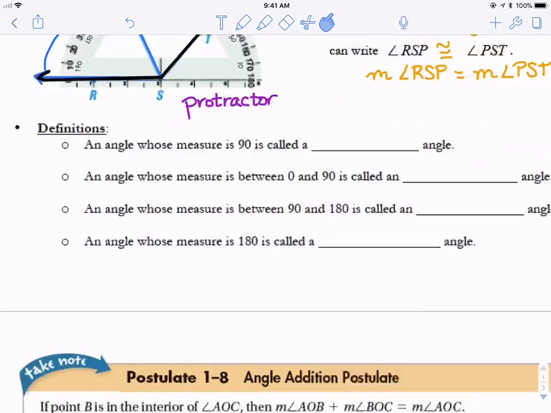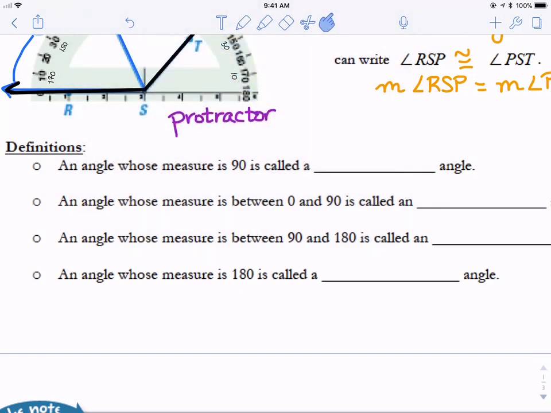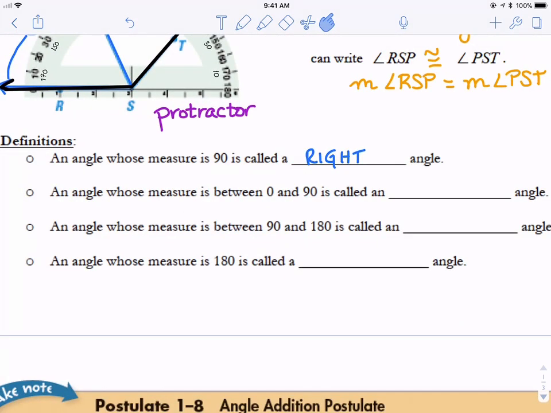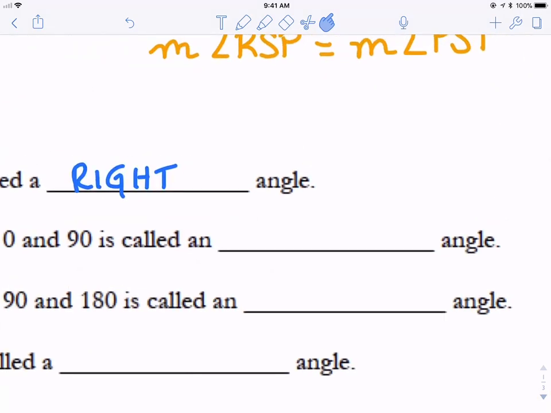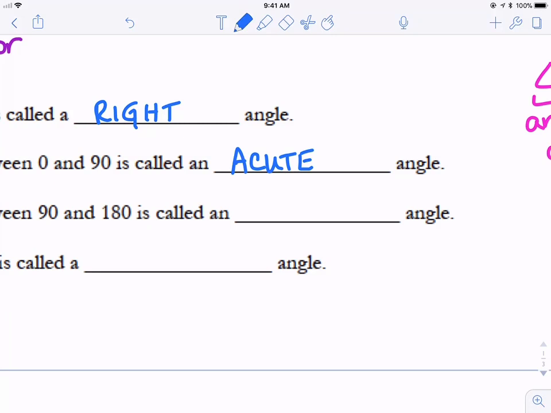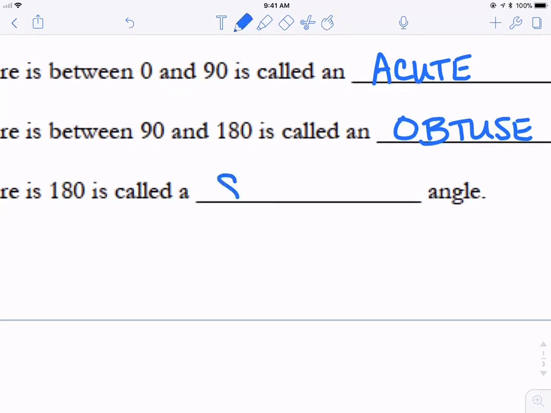Okay, so some more terms. I'm sure you've heard these before. An angle whose measure is 90 is called a right angle. An angle whose measure is between 0 and 90 is called an acute angle. Oh, it's such a cute little angle. And then an angle whose measure is between 90 and 180 is an obtuse angle. And an angle whose measure is equal to 180, that means it would be a straight line, is a straight angle.